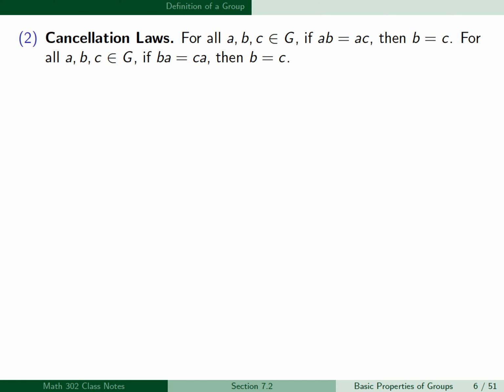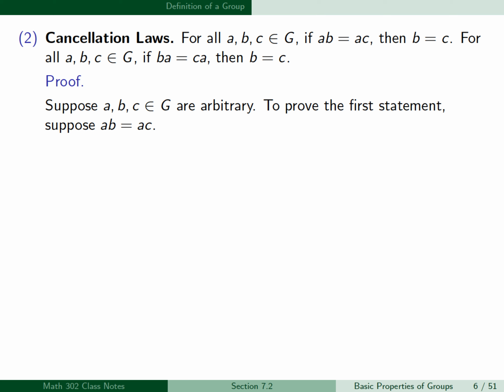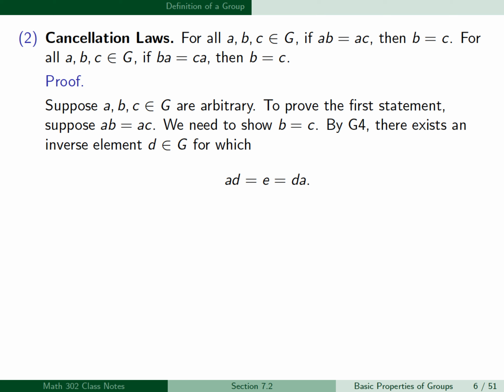Now to prove part 2, we have our two cancellation laws. So we'll start by supposing A, B, C in G are arbitrary elements. And to prove the first statement, we'll suppose the hypothesis AB is equal to AC, and we need to show the conclusion B is equal to C. Now by G4, there exists an inverse element D in G for which AD is equal to the identity E, which is equal to DA.